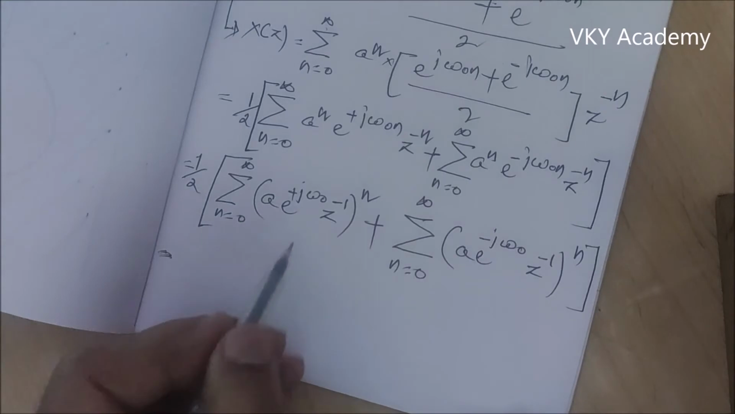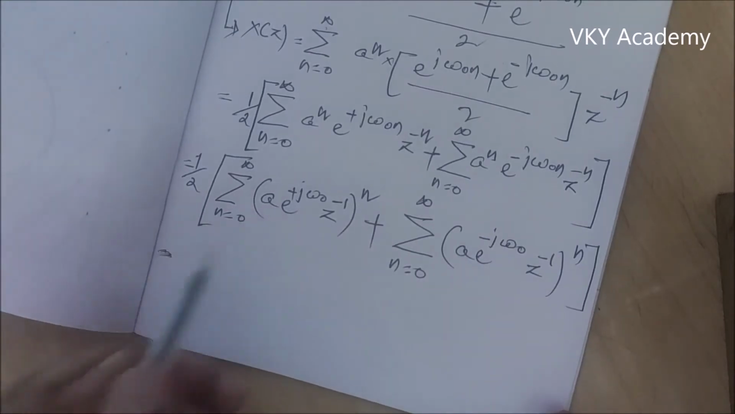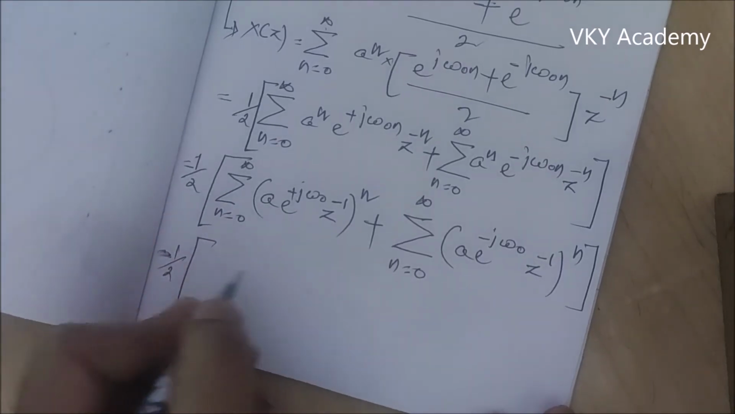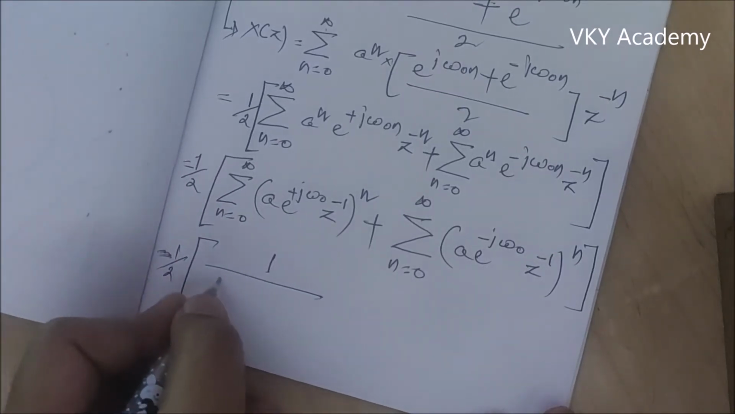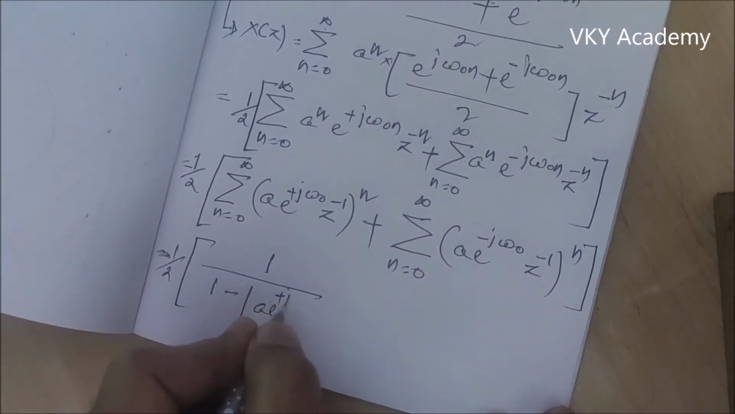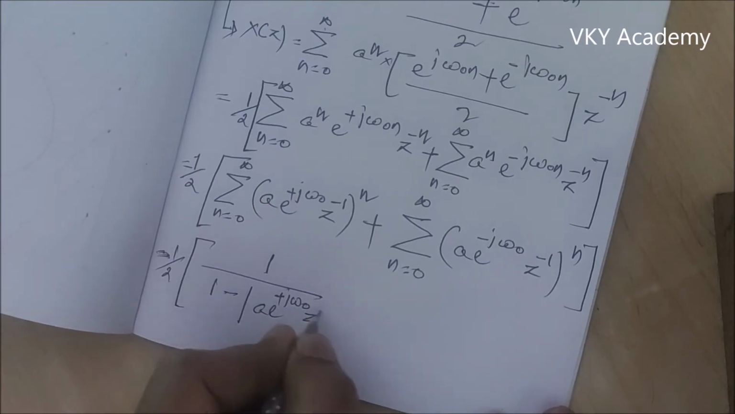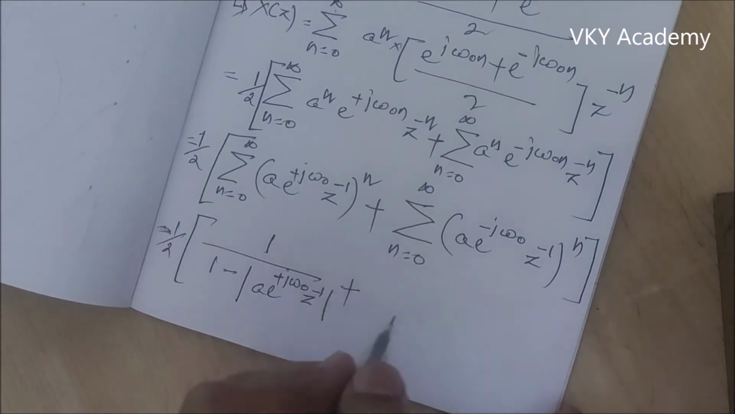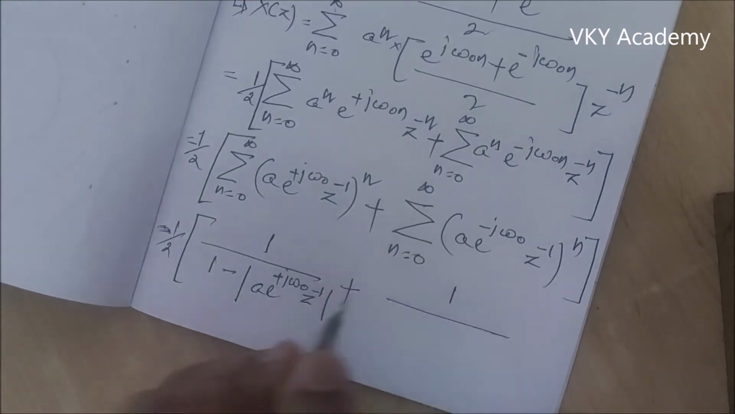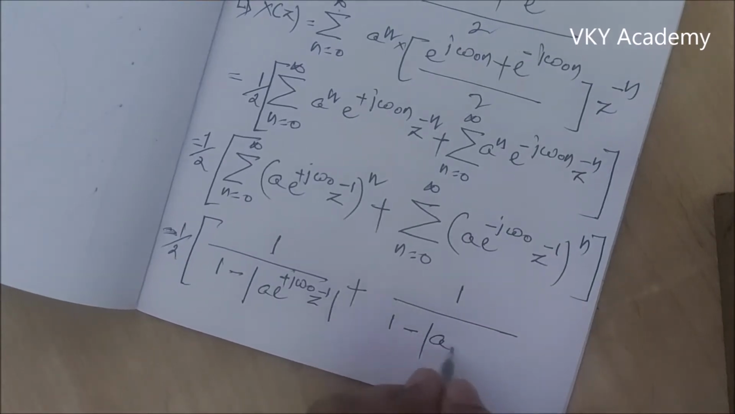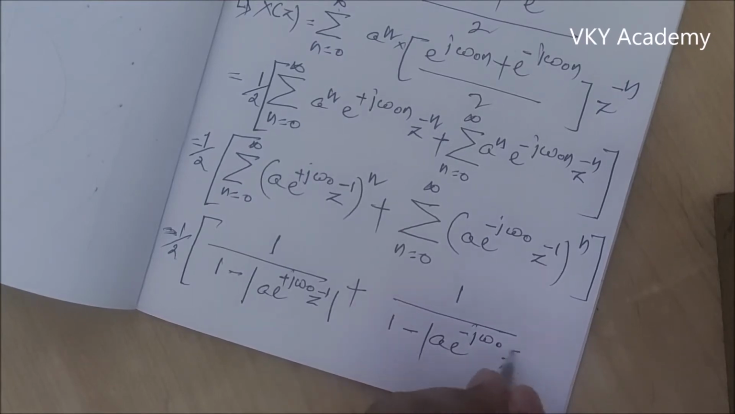Now this is an infinite power series, and the solution of this infinite power series will be 1 by 2 into 1 divided by 1 minus a e to the power plus j omega naught z inverse, plus the result of this power series will be 1 divided by 1 minus a e to the power minus j omega naught z inverse.